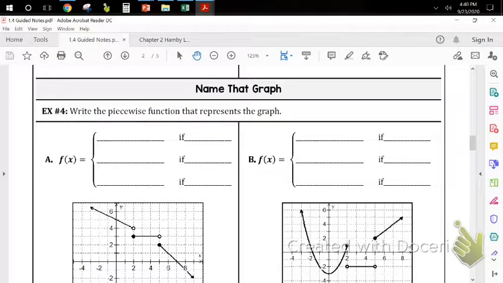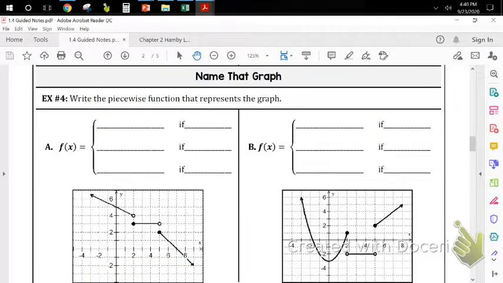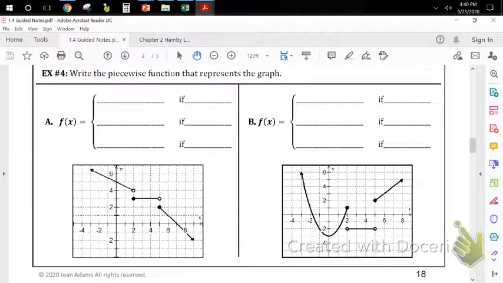Alright, so the next part here is going to be name that graph. So now they've given us a graph, and we're going to write the piecewise function that represents it. So for A here, notice we have 3 different pieces on our graph, and we have 3 lines to write our equations. So when we look at this first line, notice it's linear, so we're going to have a linear function here. So I can find my slope, which if I pick 2 points and go between them, I'm going to go down 1 and right 2, so my slope is 1/2. And my y-intercept crosses the y-axis right there at 5. So I know my equation is going to be 1/2 x plus 5.